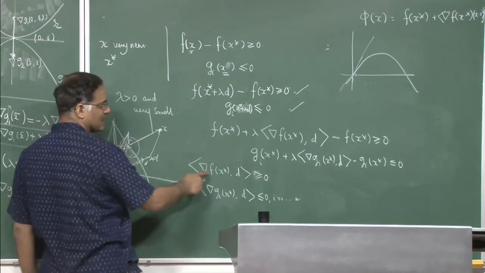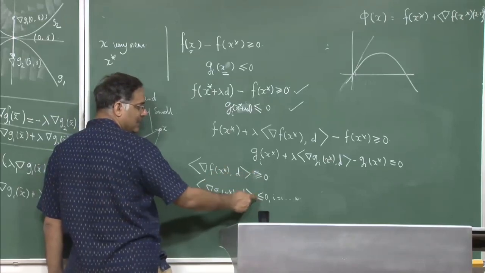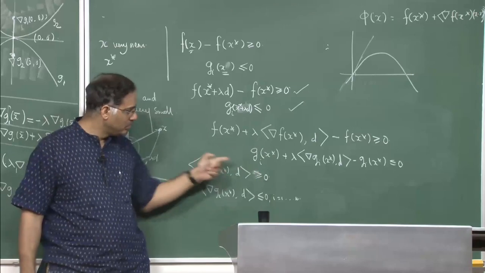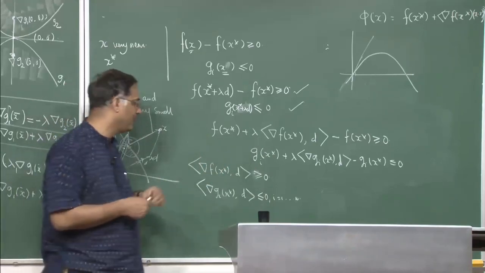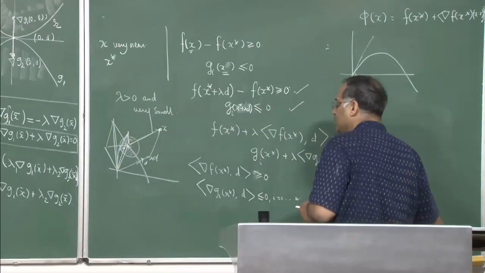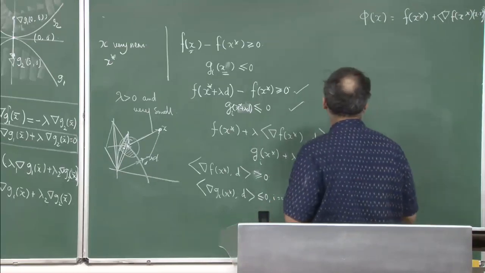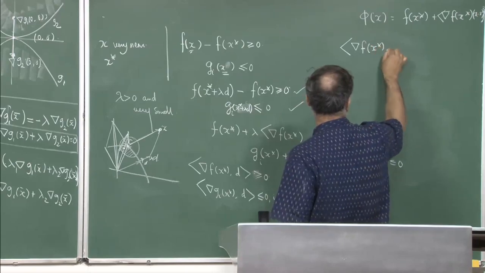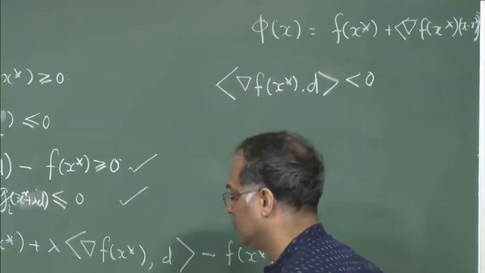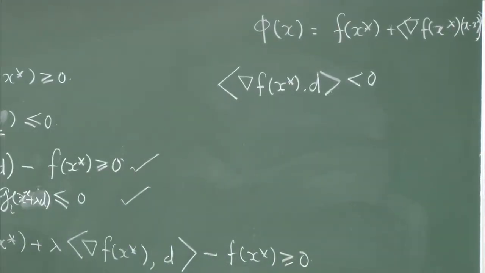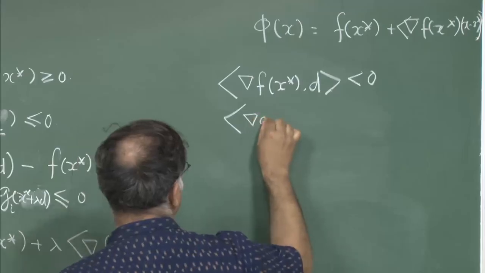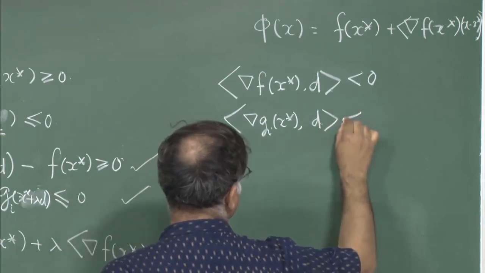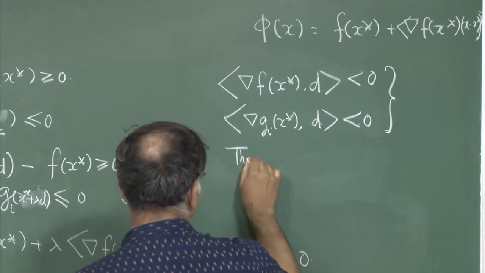So, which means if you look at this, if there is a d for which this is strictly less than 0 and this is less than or equal to 0, which means there is a feasible point from where I can actually make a better move, I can decrease the value of f. So, I have not reached the optimal. If I have reached the optimal, I will get something like this. So, which means this strictly less than 0 cannot occur. And as we will observe, we will show that these two equations cannot occur, this system cannot have a solution.